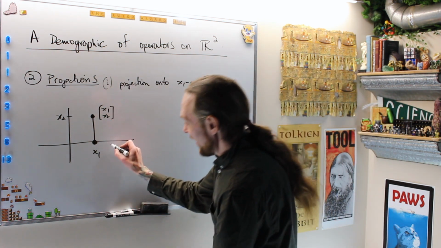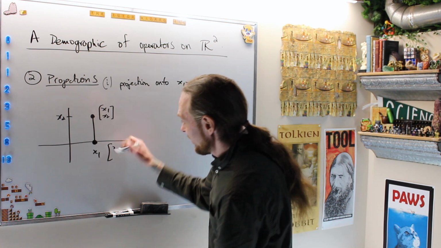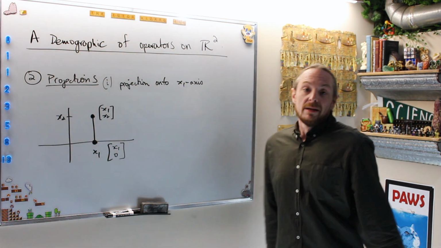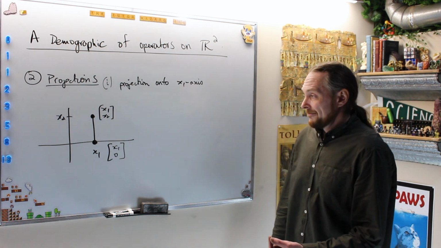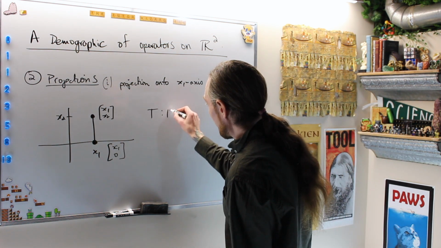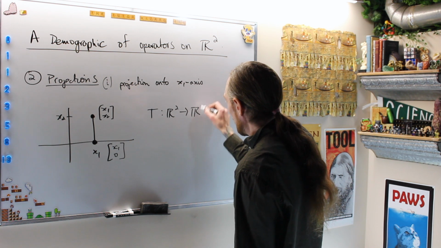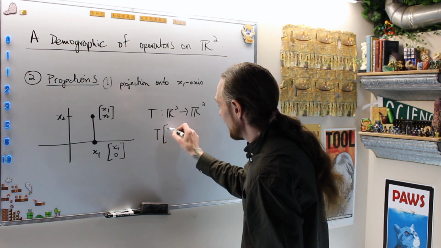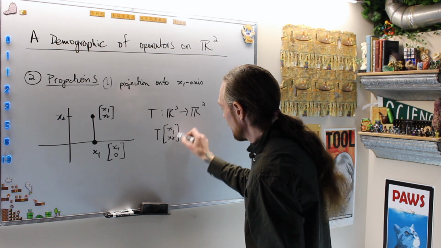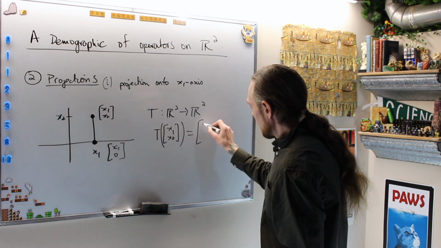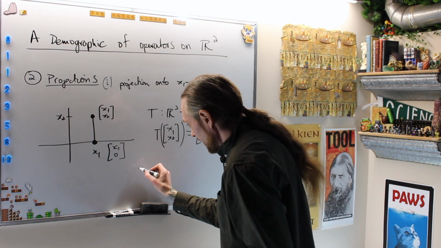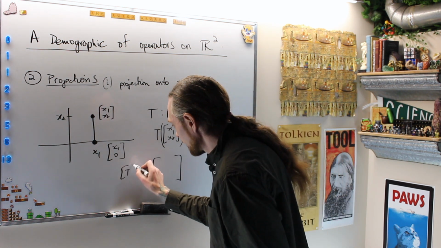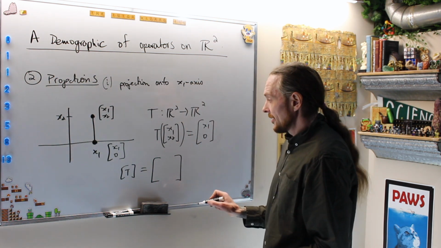From this, I see what's going to happen. The image is just going to collapse. X1 will stay, but it will make the X2 coordinate disappear. And so what's going to happen? T from R2 to R2, the orthogonal projection onto the X1 axis, is T of X1, X2 equals X1, 0. What does that tell me? The standard matrix of T in this scenario is what?